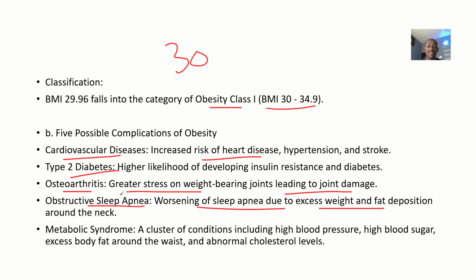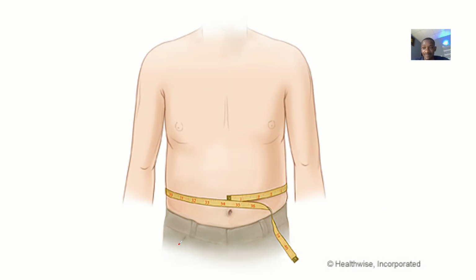Sleep apnea is when you are sleeping, something obstructs your throat and you're not able to breathe, so you have to wake up. Yeah, that's obstructive sleep apnea. There'll also be metabolic syndrome. Metabolic syndrome is a cluster of conditions, including high blood pressure, high blood sugar, and excessive body fat around the waist. So the best way to test if somebody has obesity is measuring waist circumference to see if there's abdominal obesity like this.